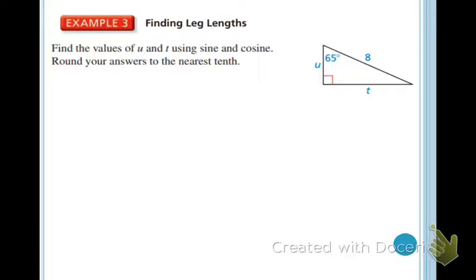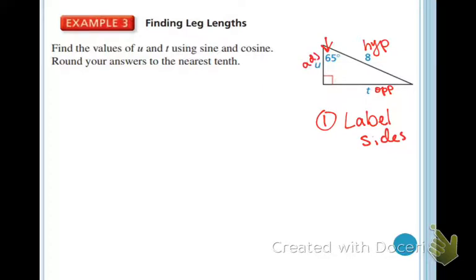This is kind of new. We're going to talk about finding the values of u and t using sine and cosine. Write your answers to the nearest tenth. So we're going to do the same thing that we did yesterday. And that first thing is we're going to label our sides. So from 65 degrees, what kind of side is 8? Hypotenuse. What kind of side is T? Opposite. And that means U is adjacent.